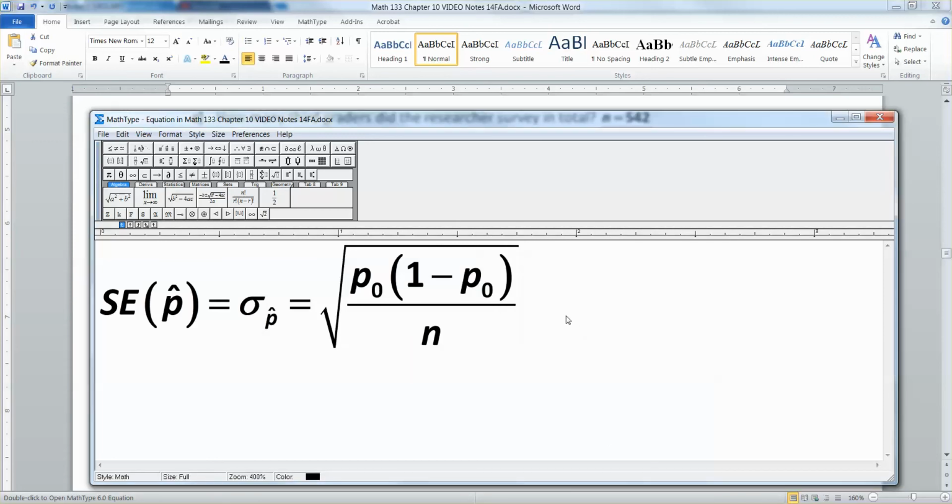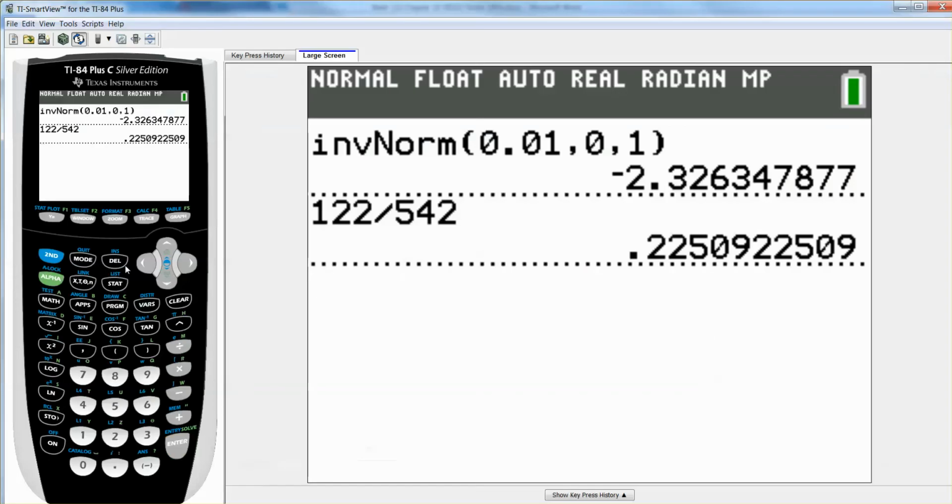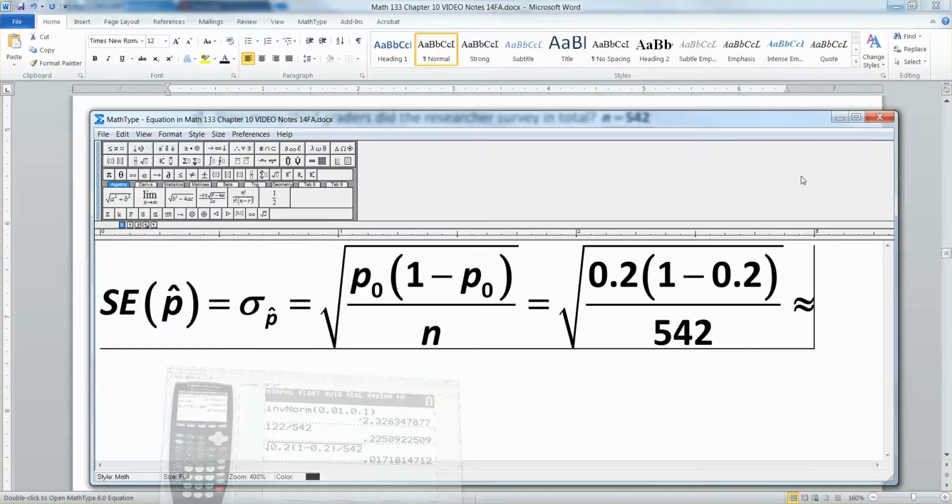This is equal to the square root of 0.2 times 1 minus 0.2 over the sample size, which was 542. With my calculator, big square root, 0.2, parentheses, 1 minus 0.2, close the parentheses, divided by 542, that's 0.017181.